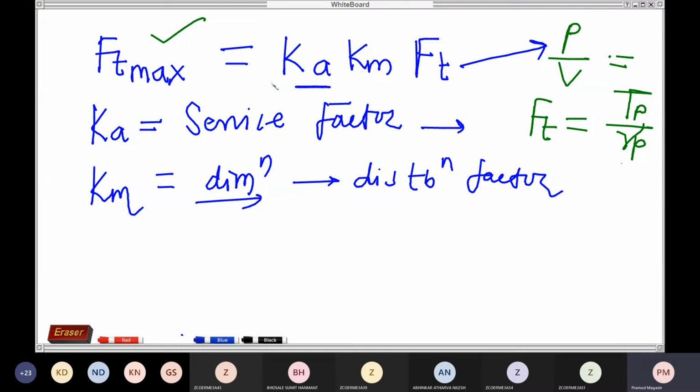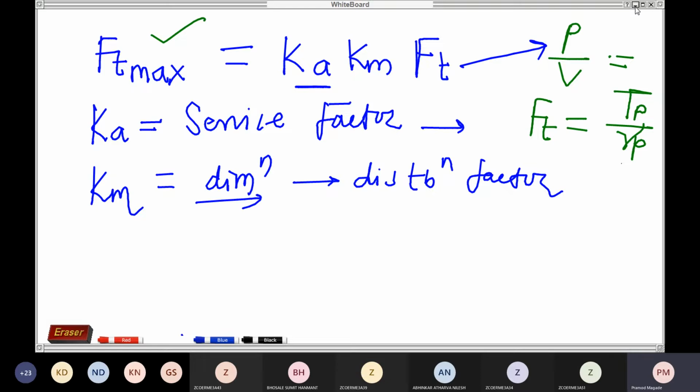Okay, so just write down under the title maximum tangential load. In that, write down: we have seen, or you can say we have drawn, the tangential force acting on a gear tooth profile.